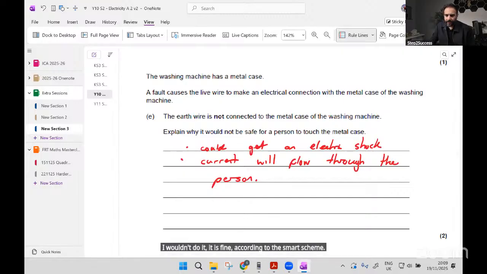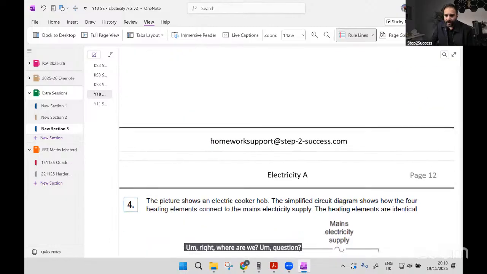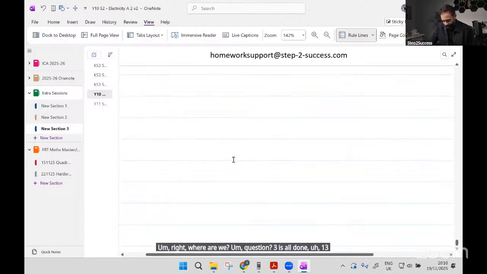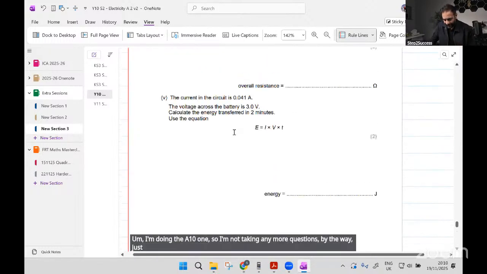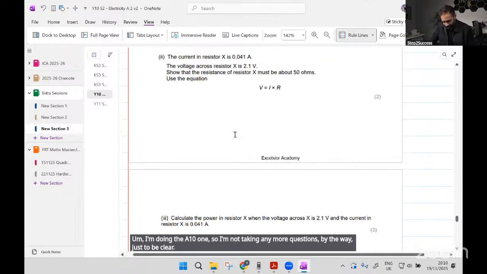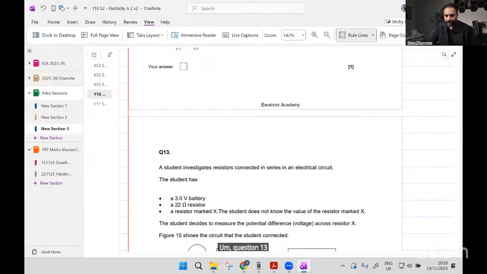Right, where are we? Question three is all done. 13 at the back. Let me have a look at that. I'm just doing the Year 10 one, so I'm not taking any more questions, by the way, just to be clear, in terms of where we're up to with booklet questions. Question 13 at the back. Ugh, this looks challenging.